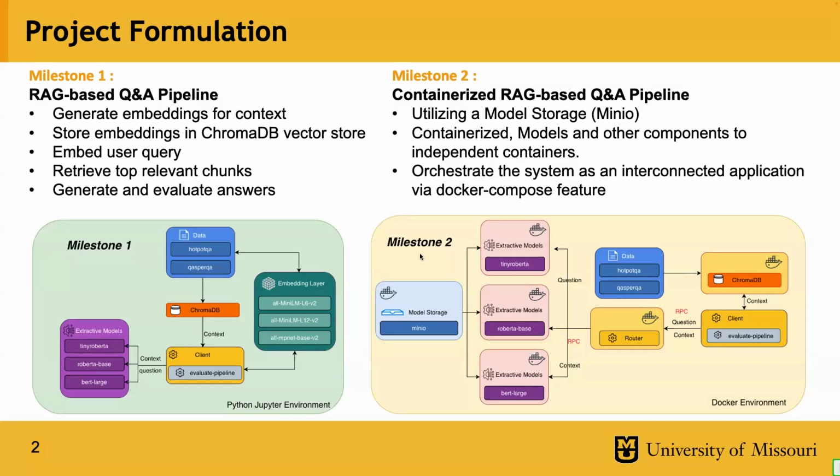Second milestone, we were instructed to use the Chameleon, and that's where we went into Chameleon. In there, we started Dockerizing our models, and we created the Minio storage, and we created 3 extractive models. We used 3 extractive models in 3 Docker containers, and we created an initial router, and we had a ChromaDB on Docker. So that was our second milestone.